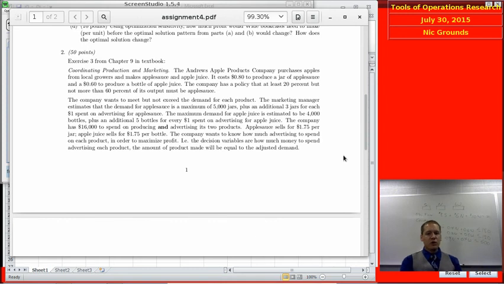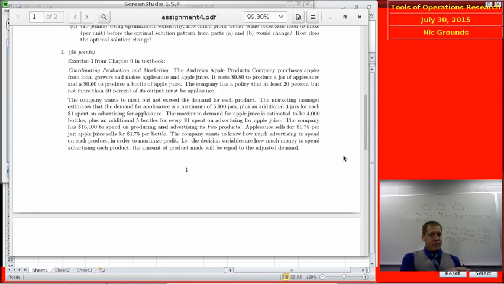So the more you spend on advertising, the more you can sell. Kind of intuitive. Similarly for juice, the base demand, I guess I would say, is 4,000 bottles plus 5 bottles for every $1 spent in advertising. The company has $16,000 to spend on both the cost of producing the products and advertising. So if you make, let's say, 1,000 jars of applesauce, it costs 80 cents apiece. So if you made 1,000 of them, it cost $800.